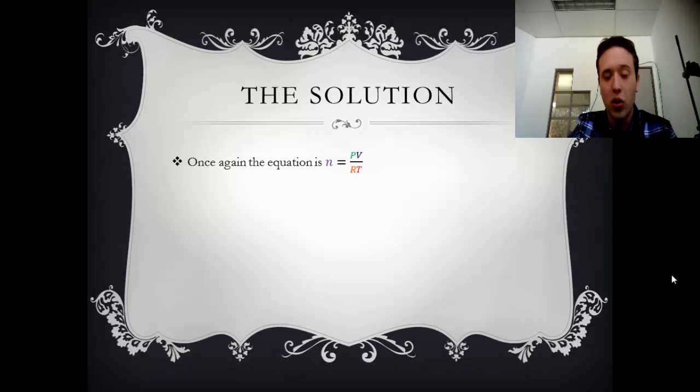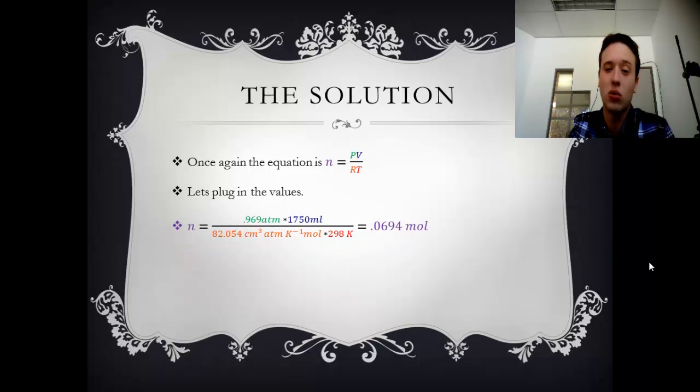So we went and found all of our different variables, and we have that equation, n equals PV over RT. Let's just go plug in the values. So we take 0.969, multiply by 1,750, divide by 82.054, and multiply by 298. Notice we have atm and atm, those cancel. We have centimeters cubed and milliliters, I wrote that out wrong, sorry about that. Those cancel.